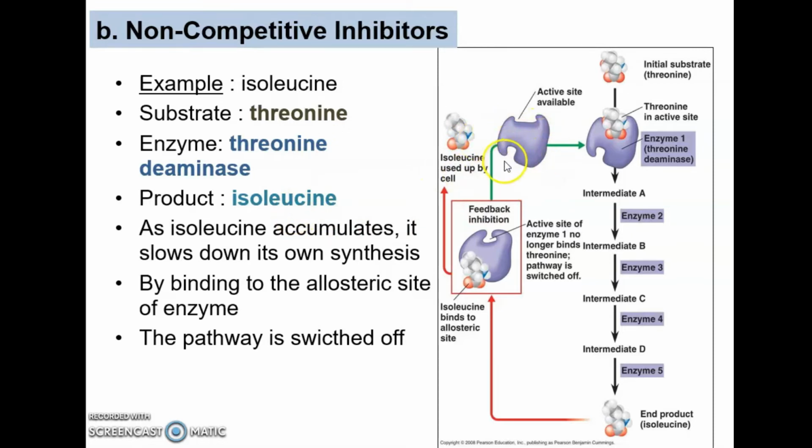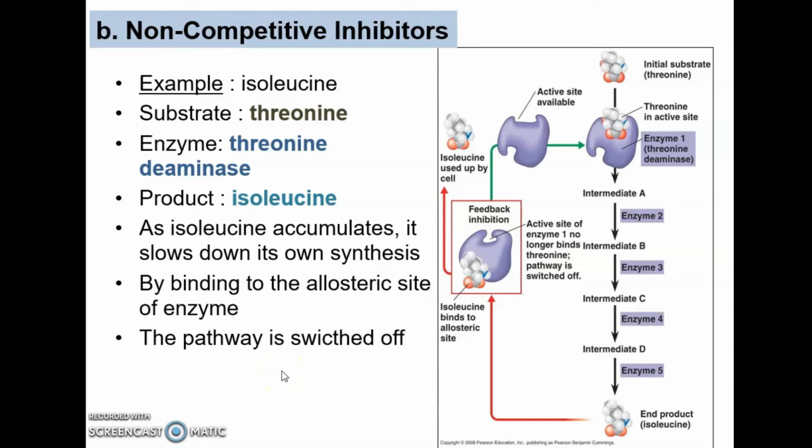So when it binds to the allosteric site of the enzyme, which is threonine deaminase, the active site of the enzyme changes, and the threonine cannot bind to the enzyme. Then what happened? Of course, no reaction and no product may form. So as isoleucine accumulates, it will slow down its own synthesis. By binding to the allosteric site of the enzyme, the pathway is switched off.